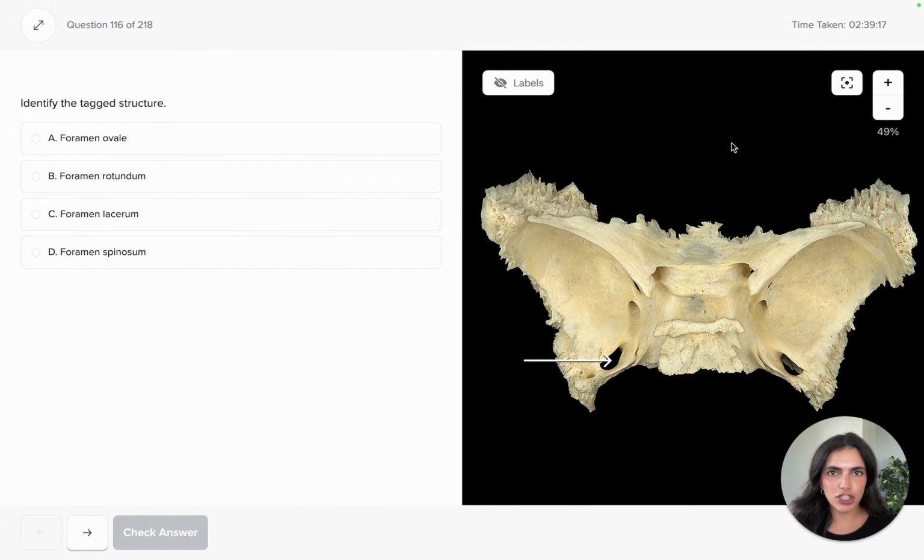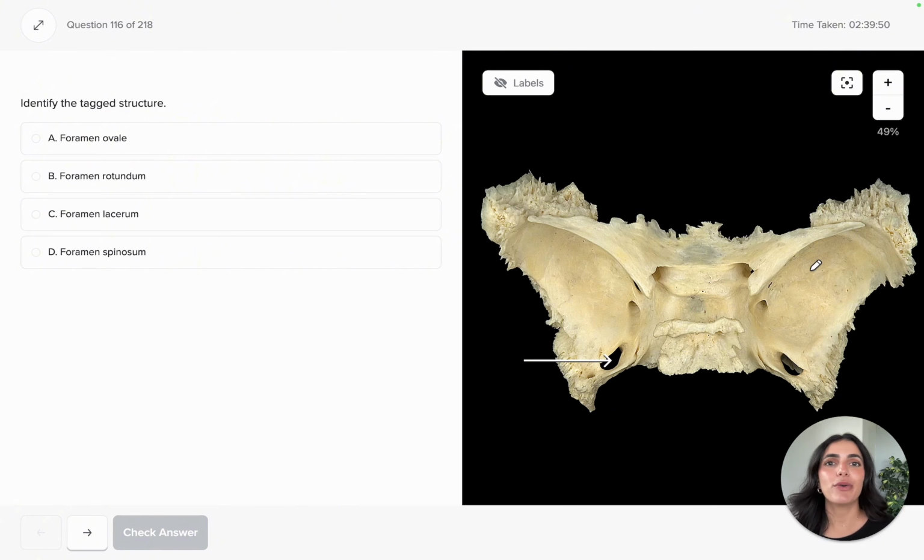As far as the actual view of the sphenoid bone, I want you to pretend that we've made a cut along this area here. We've removed the superior portion of the skull, and now we're looking at a bird's eye or superior view of the skull base. And in the middle of that skull base is where we're going to find this sphenoid bone.